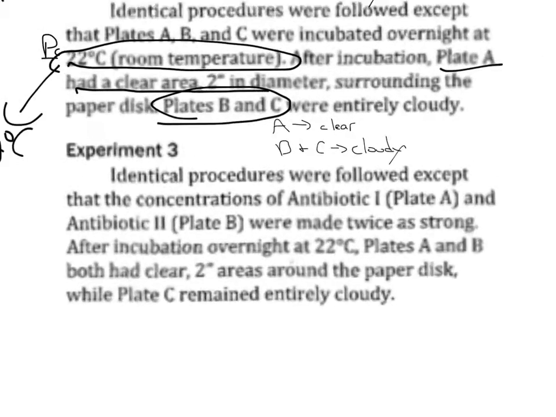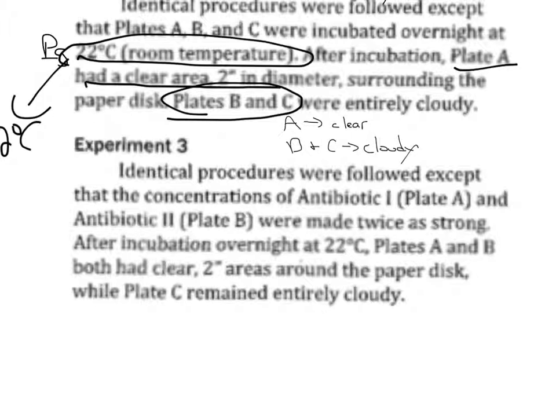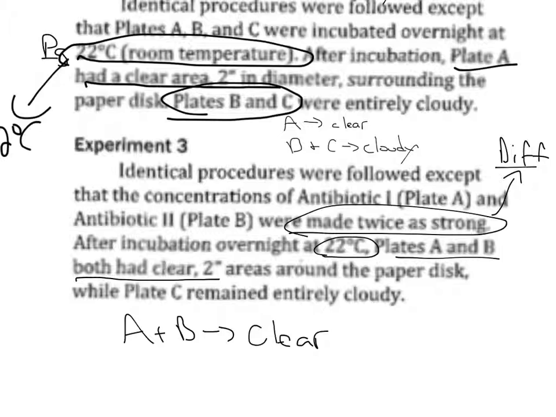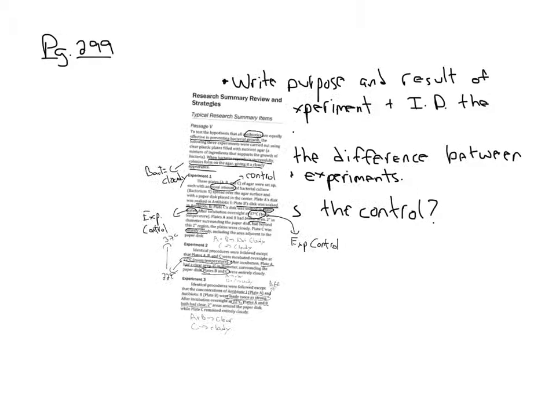Let's take a look at experiment 3. Identical procedures were followed, except that the concentrations of antibiotic 1 and antibiotic 2 were made twice as strong. So this is a difference. So now we're making it twice as strong. The temperature is 22 degrees, and we see that plates A and B both had clear disc areas. So here I'm going to write A and B clear, and then C was cloudy. So let's shrink this down.